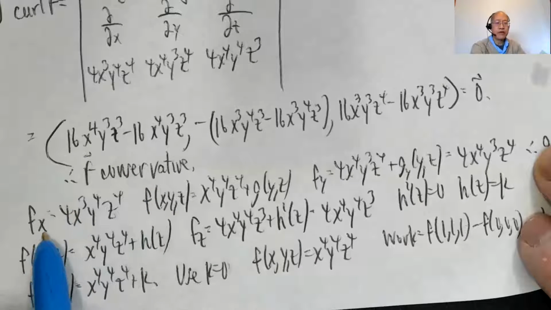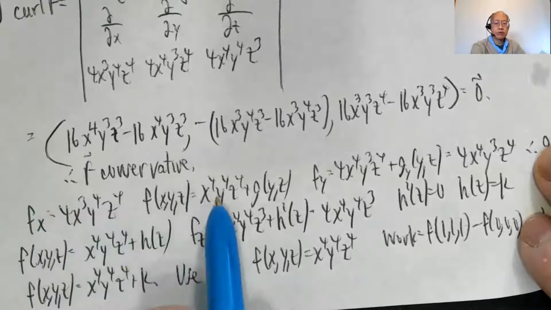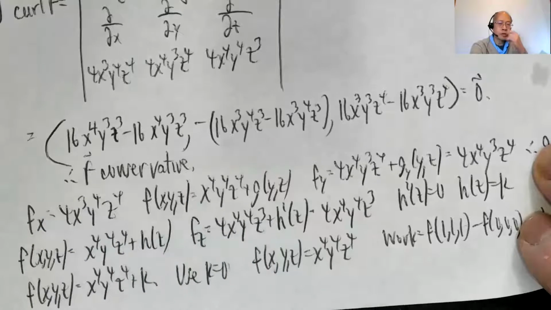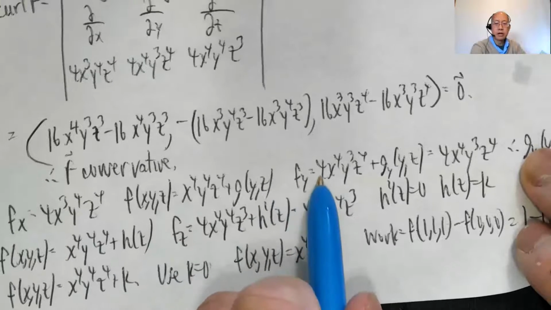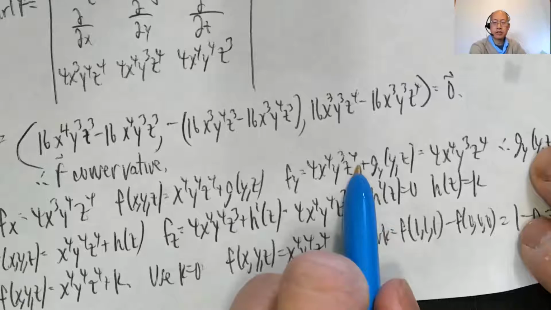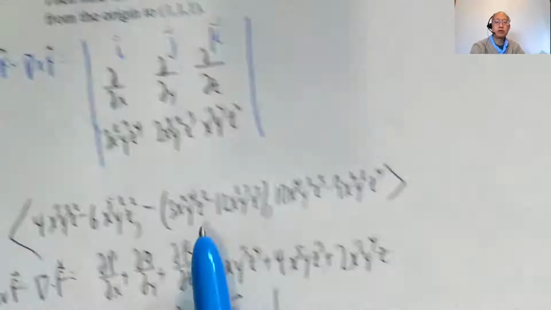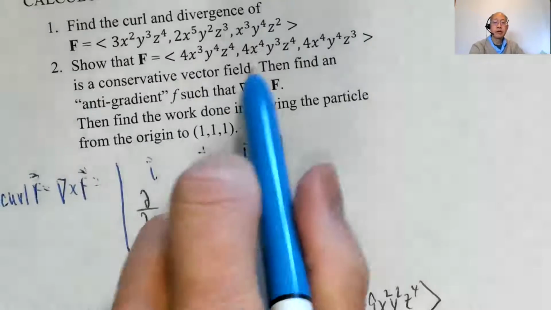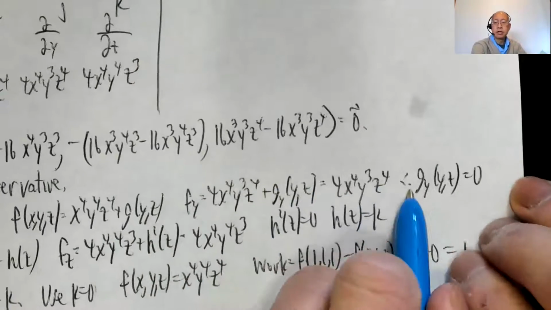So that means P is f_x, 4x cubed y to the 4th z to the 4th. Integrate with respect to x: x to the 4th y to the 4th z to the 4th, plus some function of y and z. Take the derivative with respect to y, 4x to the 4th y cubed z to the 4th, plus the partial of g with respect to y, and set it equal to Q, that thing. And we have a match. That matches that. That means this has to be 0.